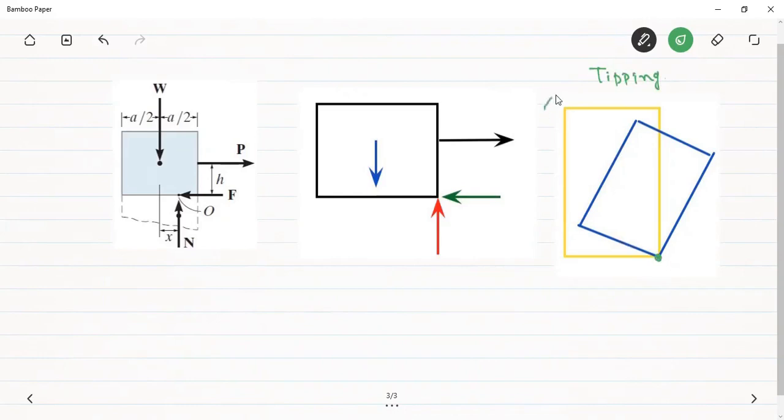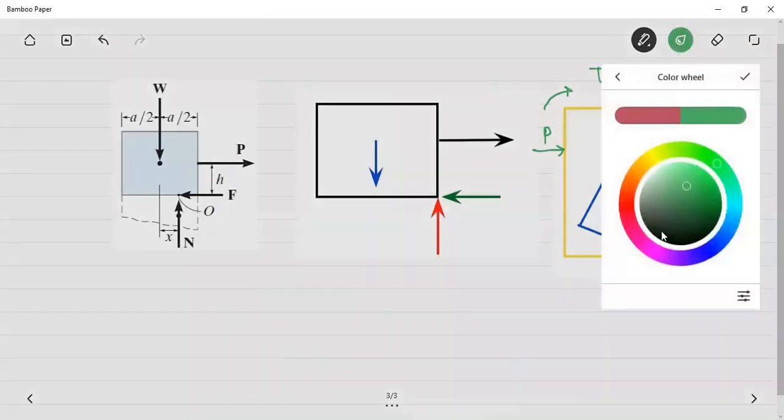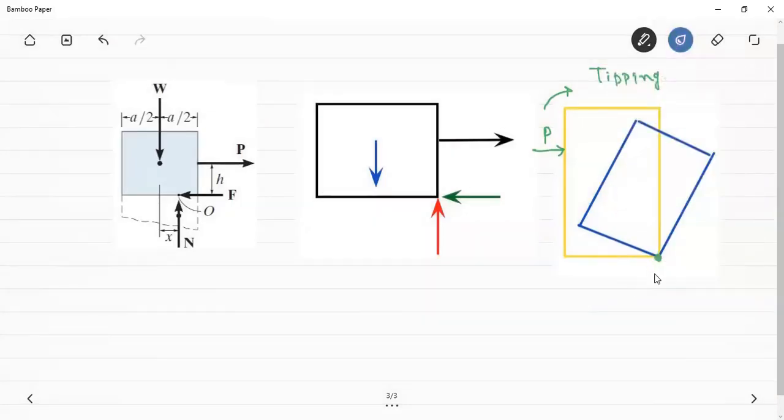We can see that on the application of some force, this block is tipping instead of slipping. Then only one point will be in contact with the ground, and the normal reaction will be shown at that point of contact, because the contact between the block and the ground will be lost at all the other points except the point of tipping. So this is actually the tipping.